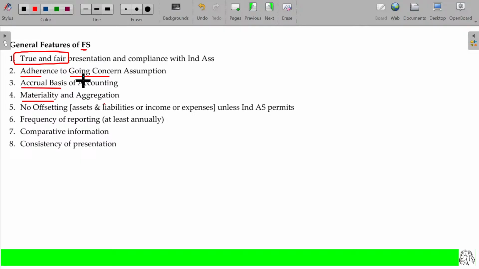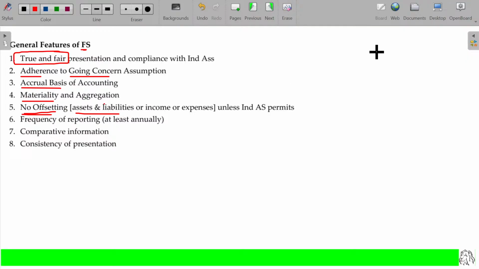Materiality and aggregation. Any item that seems to be material should be disclosed. And if you want to disclose it by adding it in total only, but it seems to be material, then it should also be disclosed separately. Usually, no offsetting. Offsetting is prohibited. So, assets and liabilities should not be offset.